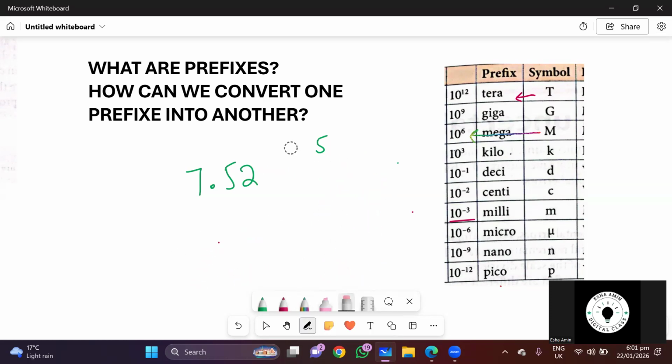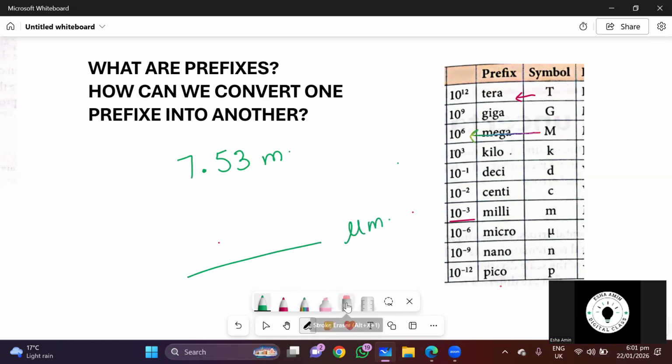In the opposite way, if they have given you 7.53 meters and they ask you to write your final answer in micrometers, what do you have to do? How can we convert a simple SI unit into micrometers? For this, it means in our answer there is a micro that is multiplied with meters. The micro prefix is 10 power minus 6.